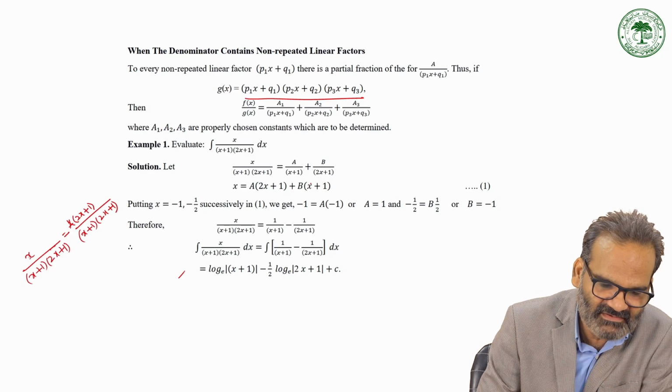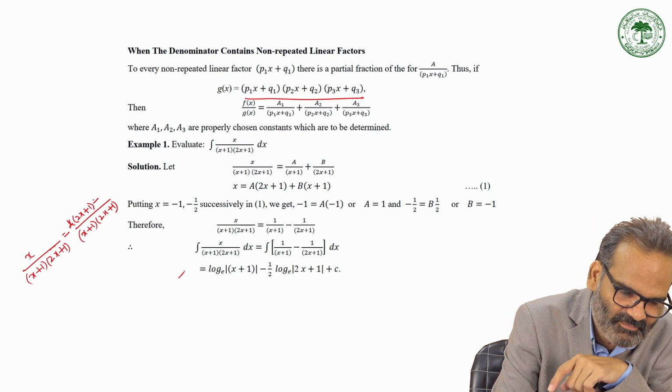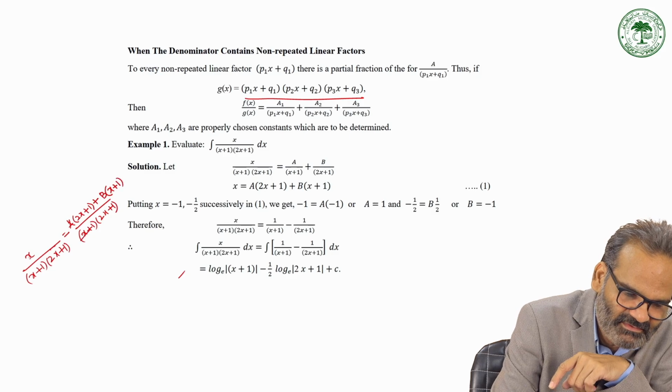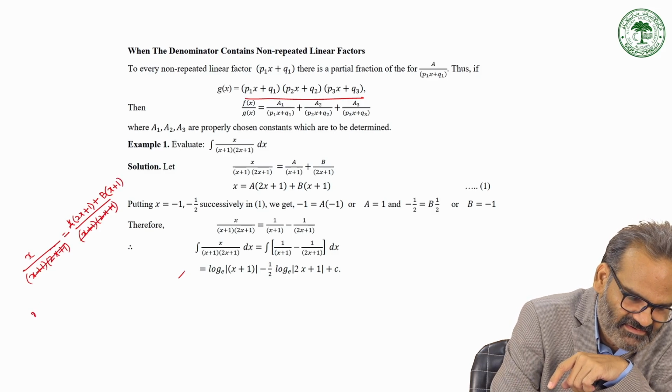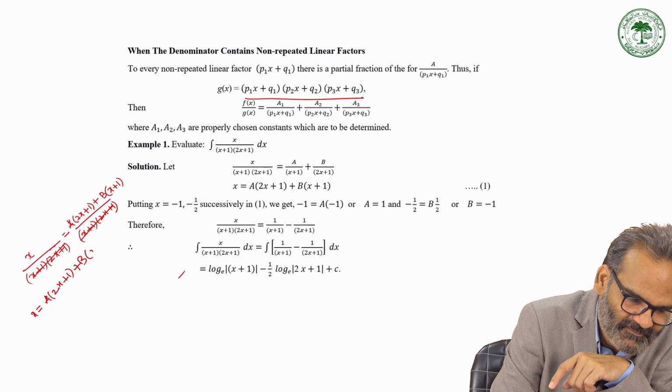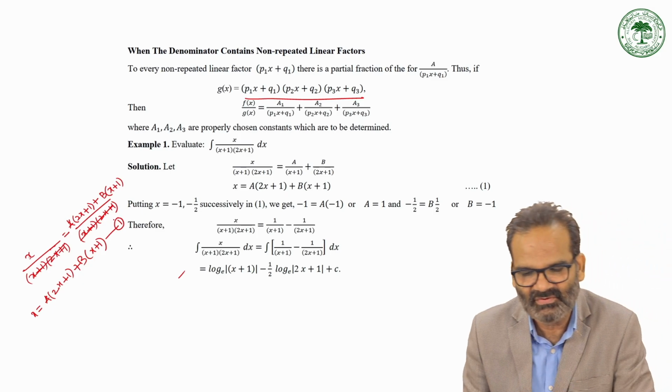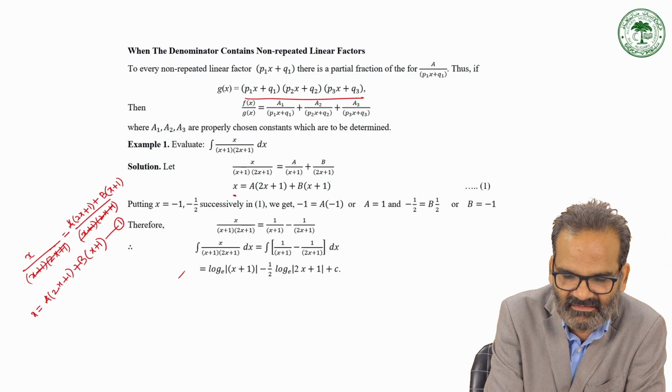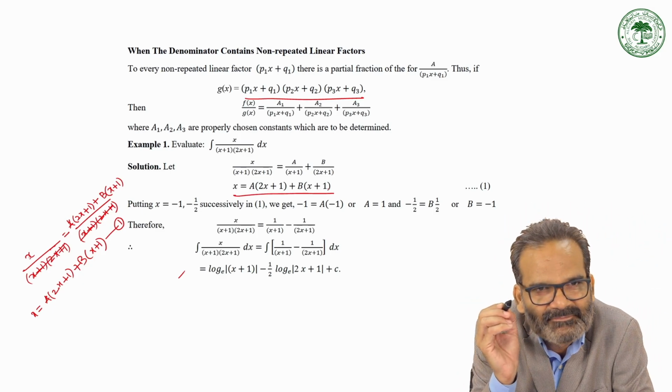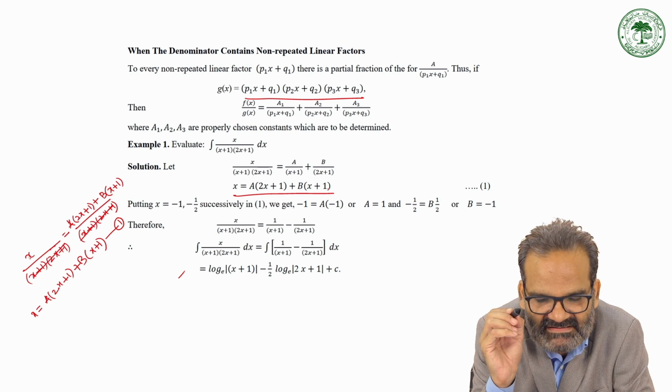And 2x plus 1 will cancel out with this 2x plus 1, and b will be multiplied with x plus 1, so this will cancel out with this. What is left? x is equal to a(2x plus 1) plus b(x plus 1). Take this as equation number 1. This is the equation we obtained. Now find out the constants a and b.